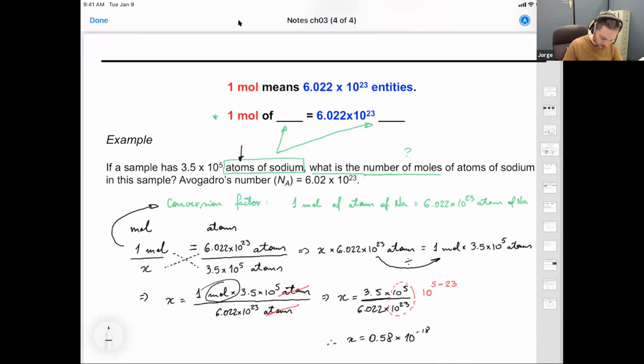The unit that was left here is mole. And that is our final answer. But inside the box, and everybody knows where it is. Okay, so pay attention here to the number of sig figs. Conversion factor never counts for the sig figs. Our limiting here is 3.5, which is 2 sig figs. Therefore, we have to have 2 sig figs here at the end.